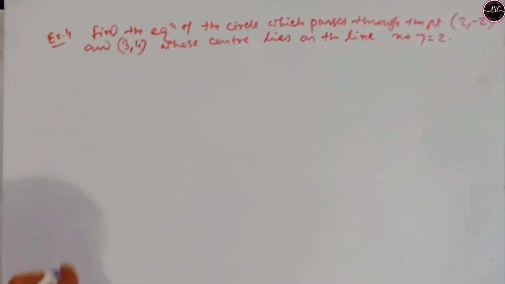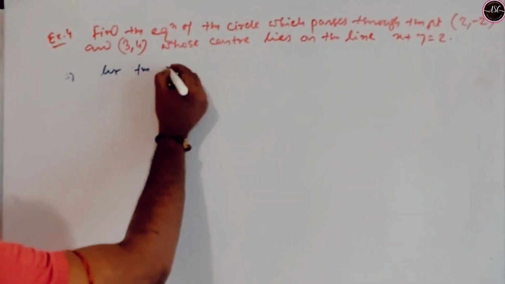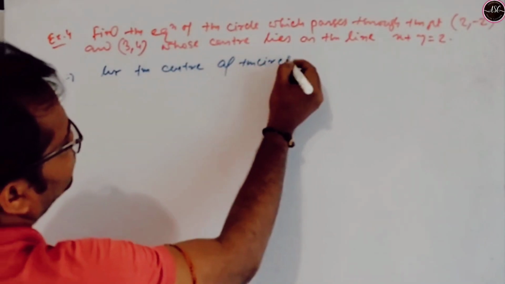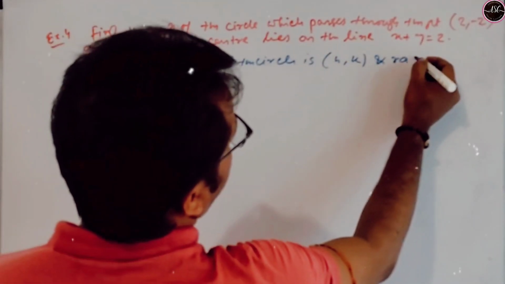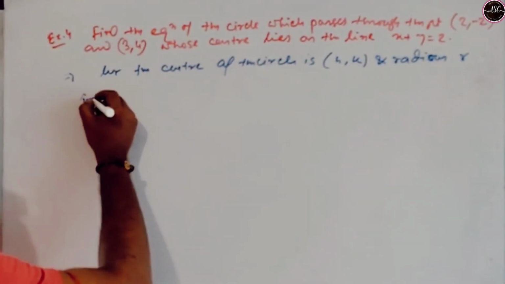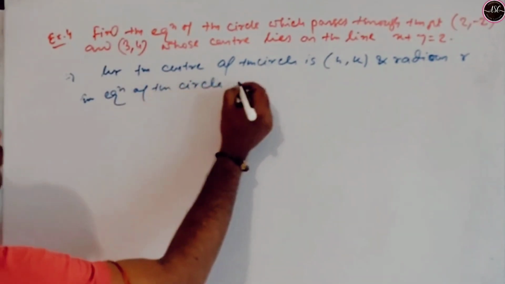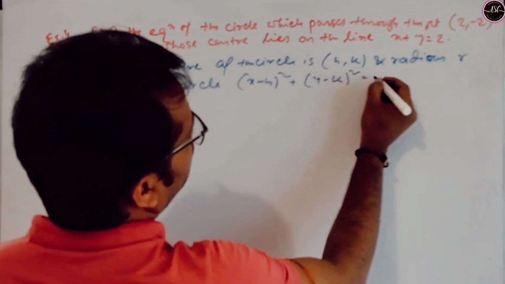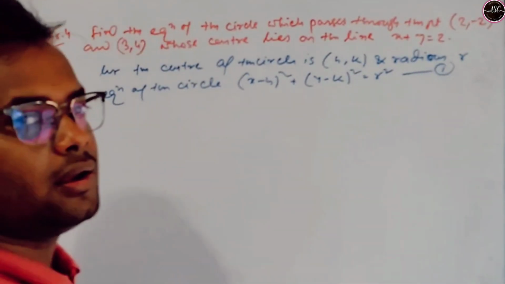Okay, so we first let the center of the circle be (h, k) and the radius be r. Okay, so the equation of the circle will be (x minus h) whole square plus (y minus k) whole square equal to r square. This is equation 1. Okay, this is the general form of a circle.